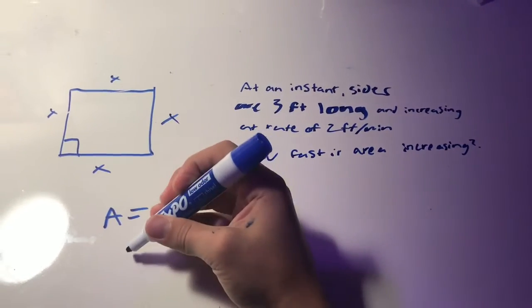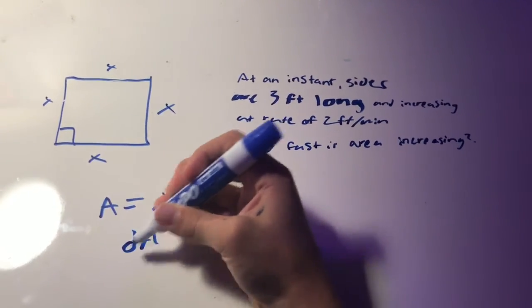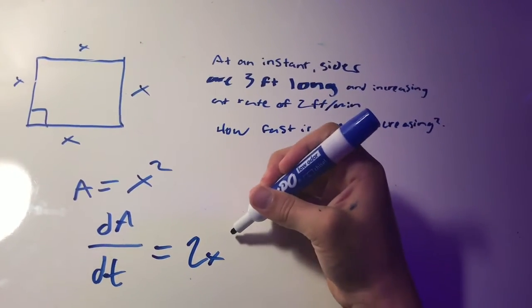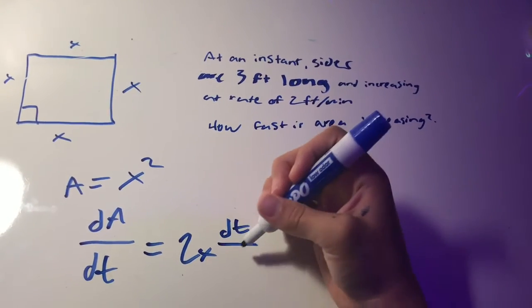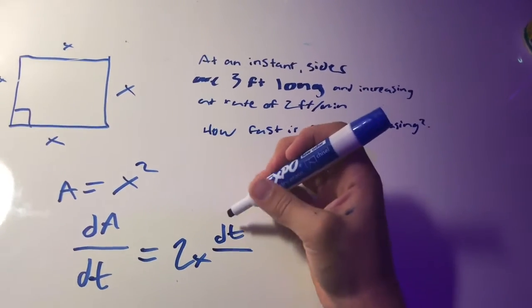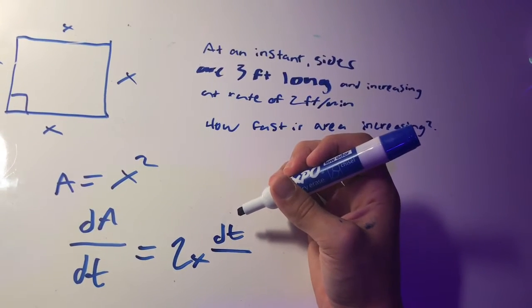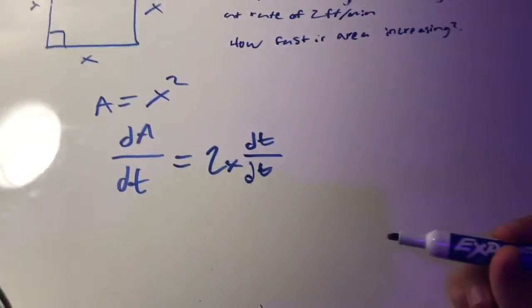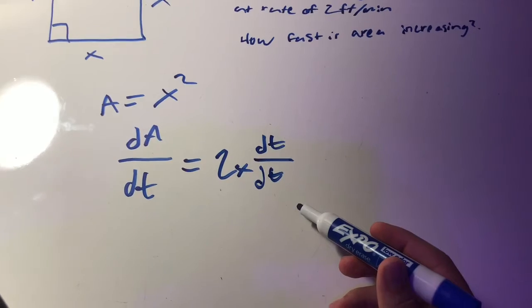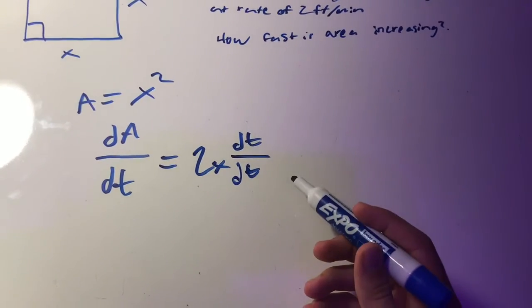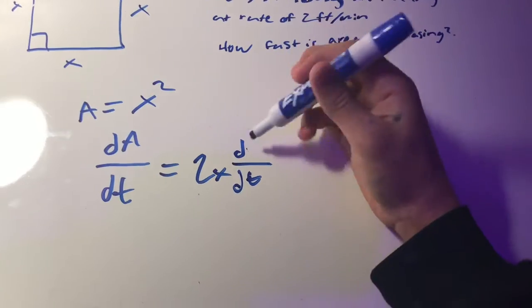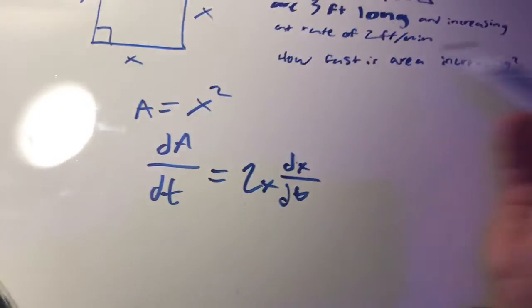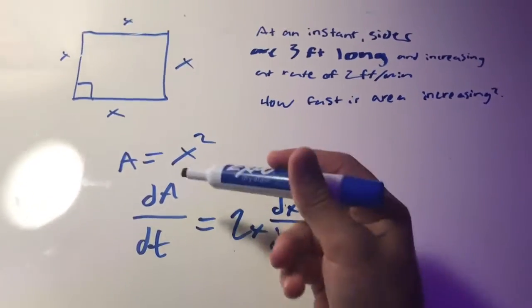So we're going to go ahead and get dA over dt equals 2x dx over dt, right? So dx over dt is basically going to be the rate of change of the sides, while dA over dt is the rate of change of the area, which is what we're looking for.